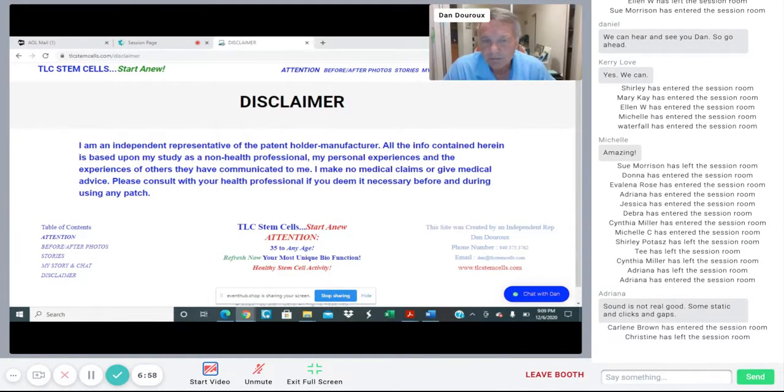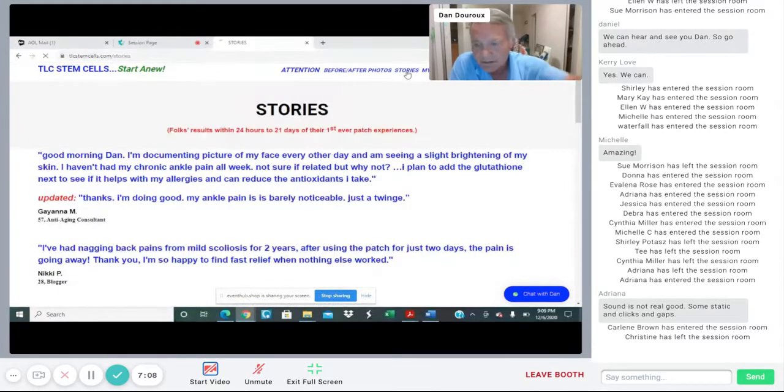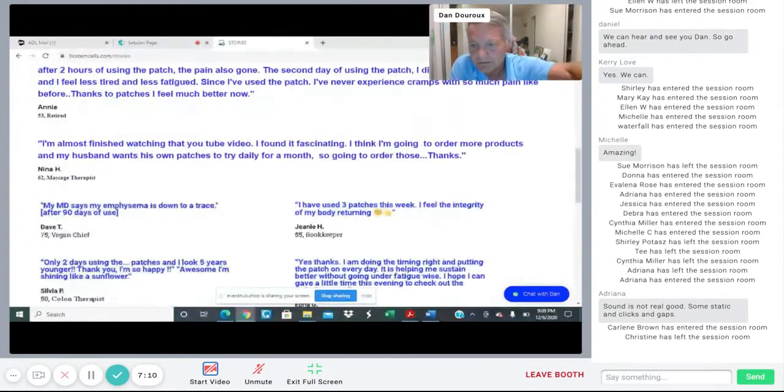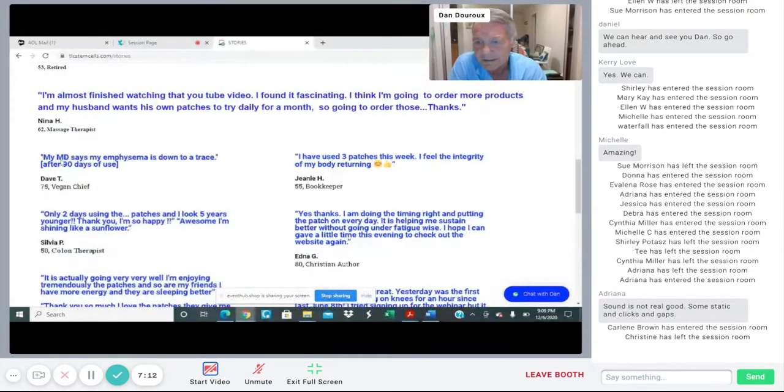And one day I got a call from a friend. He's a fellow about my age, and I'm going to show you best I can what he said to me. He said simply this. He said, Dan, my MD says my emphysema is down to a trace. He'd been using this patch thing about 90 days. And I didn't even know what he was talking about.